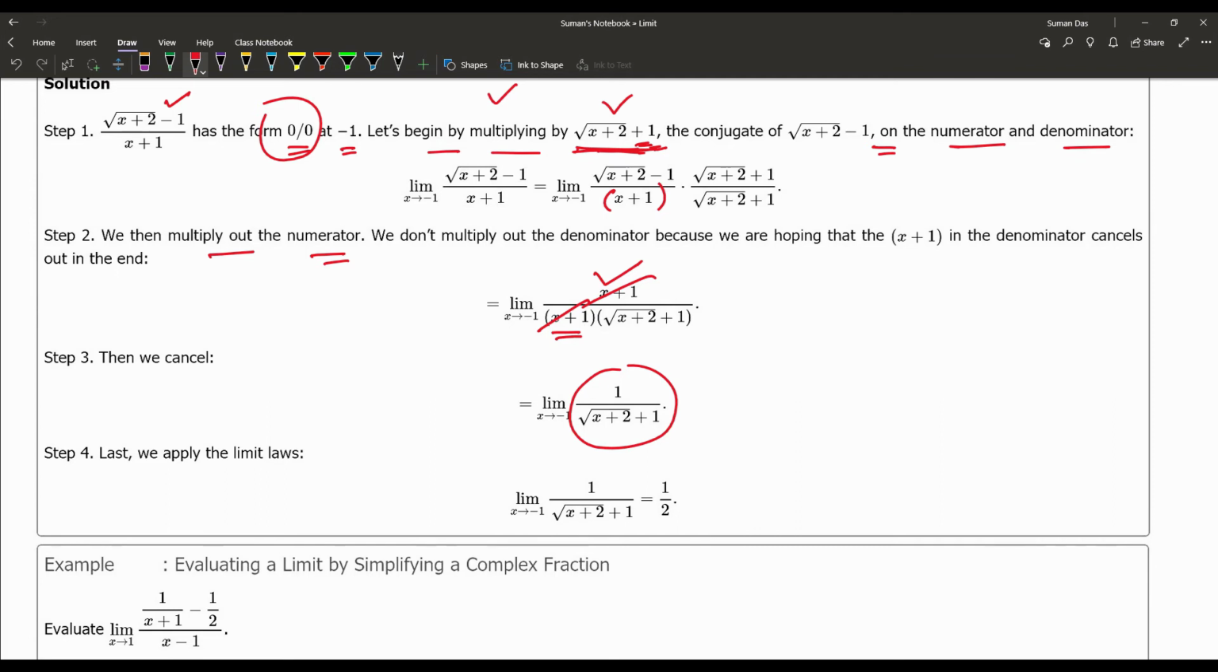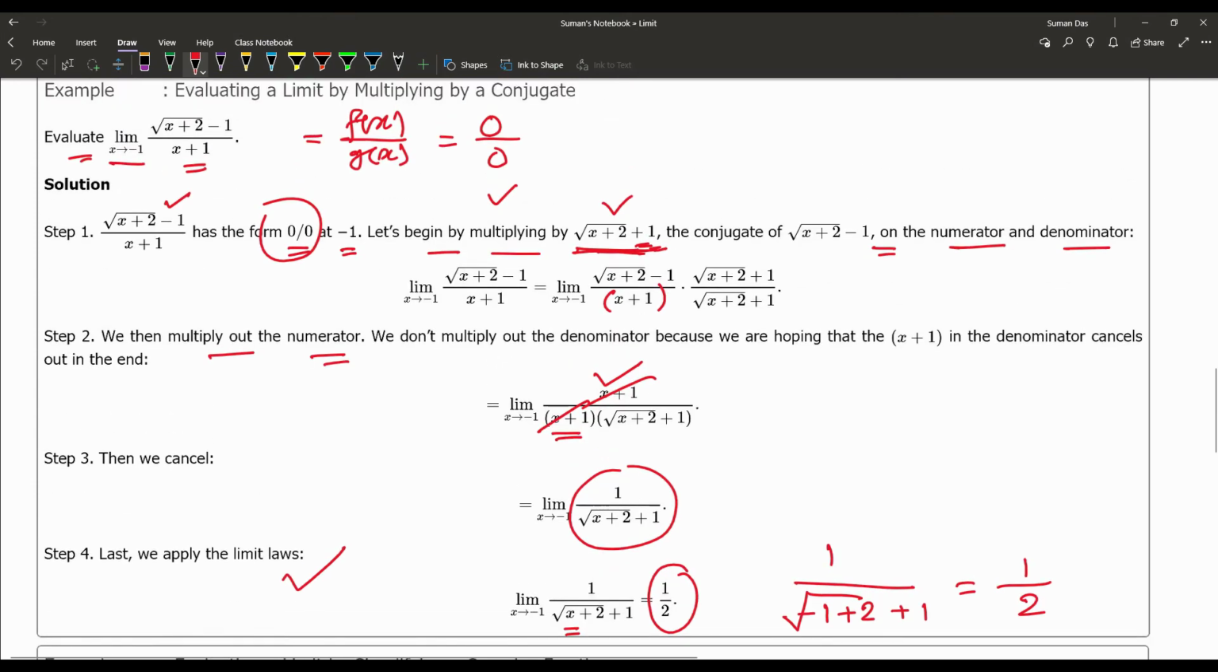Now put x equals minus 1 here. Using the limit laws, we get the result 1 upon the square root of x plus 2 plus 1, or 1 by 2. So that is the way we can evaluate the limit by multiplying by a conjugate.